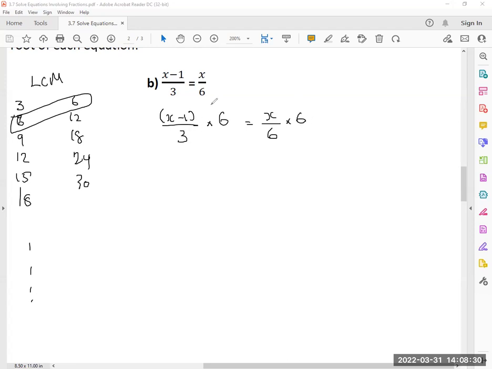I know this is going to be a bit rough. Let's continue to work through it. X minus 1 over 3 is going to multiply to 6. Let's write the next one. If this was normal fractions, multiply the top. This would be 6 times x minus 1 all over 3. And this would be 6 times x all over 6.